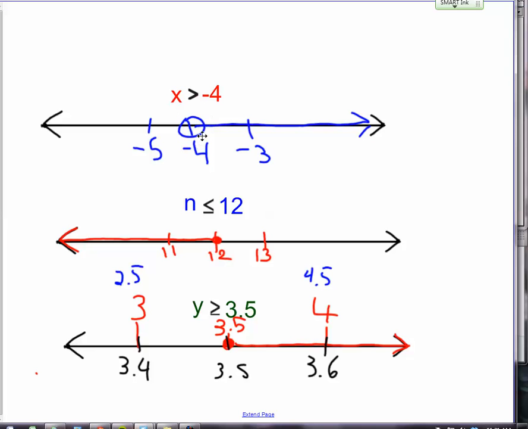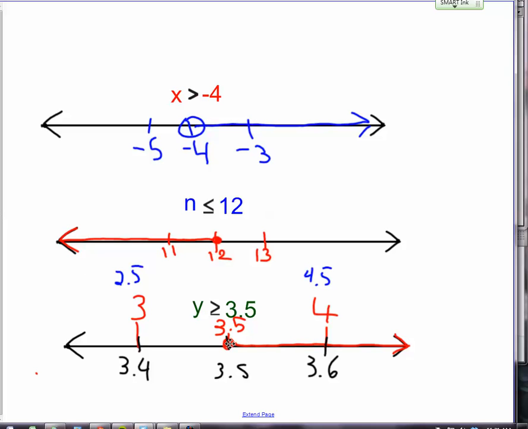So these are all the numbers that are greater than -4. So hollow circle on -4 and shaded to the right. All the numbers that are less than or equal to 12, solid circle on 12, shade to the left. And then y is greater than 3.5.